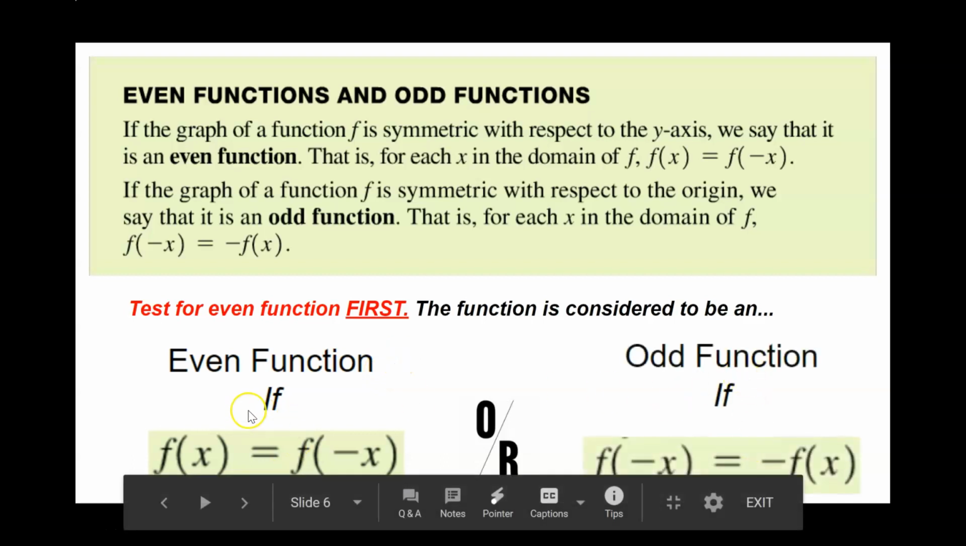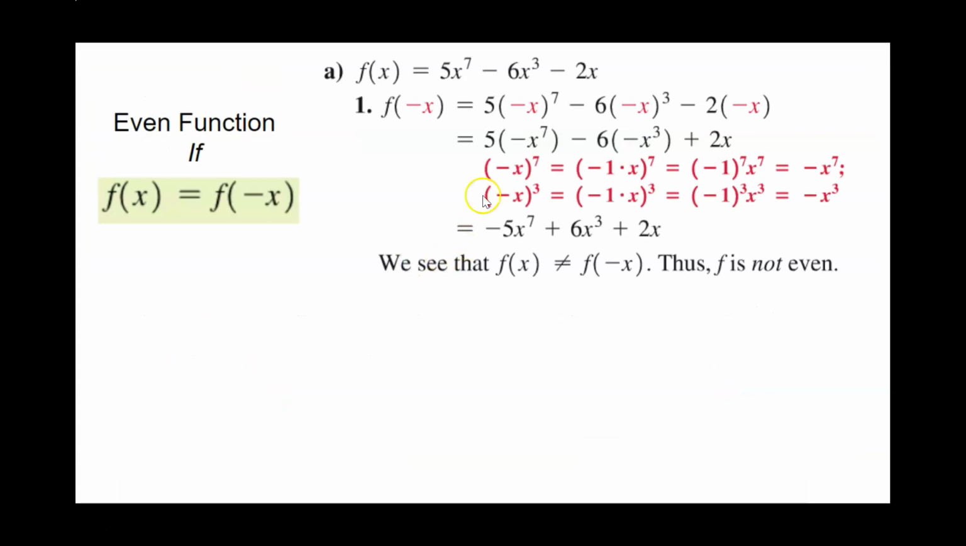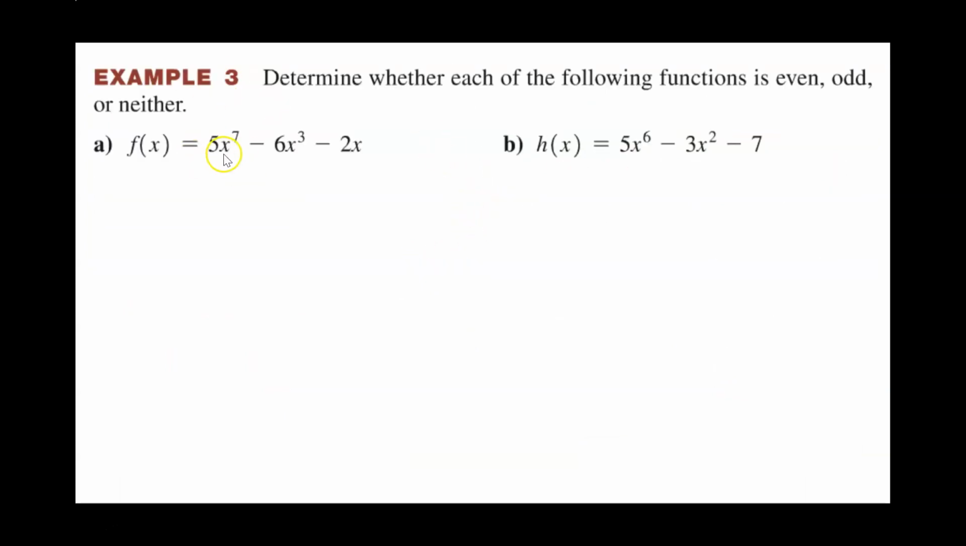If this doesn't work, then we're going to try the odd, where we take the answer that we got once we put the negative in, and then put a negative on the outside to see if we get the same answer. So let's do an example of this. Here's my function, 5x to the 7th minus 6x to the 3rd minus 2x. And we're going to test for even first.